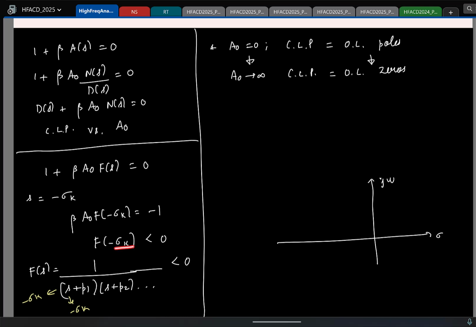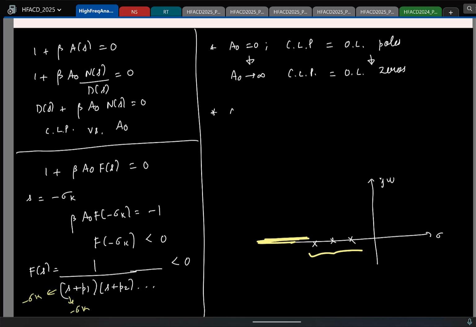If you need to have a real pole, you know that odd number of terms has to be less than 0, which means odd number of poles has to be less than sigma k. Fine. So for example, if I have 3 open loop poles like this, and one of the points on the real axis must be a closed loop pole, I should have odd number of poles. You can extend to zeros. Odd number of poles and zeros must be to its right. This is fine. So any point here can be a closed loop pole.